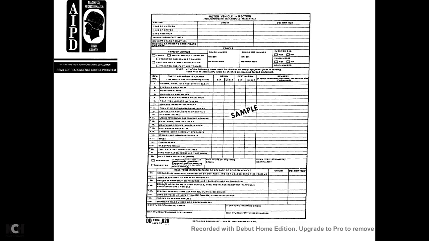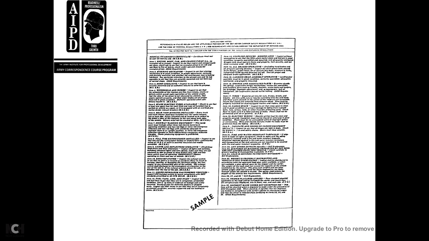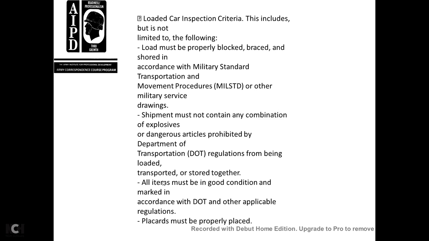This shows a sample of the motor vehicle inspection form that has to be checked over twice. This is the Department of Defense Form 626. Here is the back, which shows the instructions for the form. This is also the certification with the two shipper signatures for the inspection.